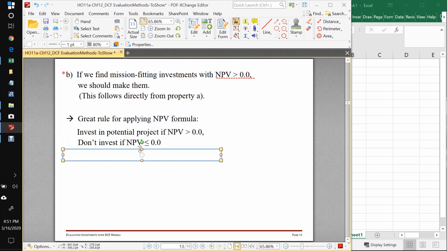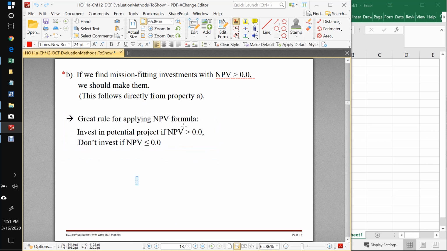And that gives us a great rule for applying the NPV formula, which is simply going to be invest in a potential project if the NPV is greater than 0. If it's less than or equal to 0, don't bother. Okay, just what could we do? We could put the money we have into our opportunity cost investment, and that would be great.